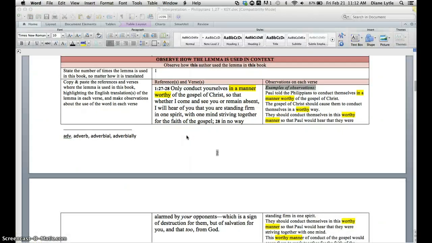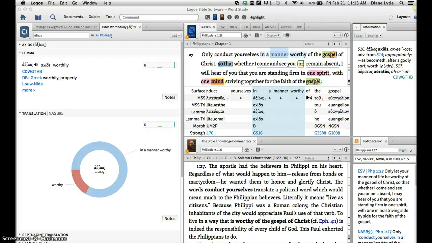Thirdly, I want you to be sure that you highlight the entire translation of the Greek lemma. In this case, it wasn't just the word worthy. It was a whole phrase, "in a manner worthy." Let's look at Logos to see how you find that. Okay, there are 2 places where you can find the translation. One is to look at the interlinear right below the verse. You'll notice everything that's highlighted in blue is all this one Greek lemma, "in a manner worthy."